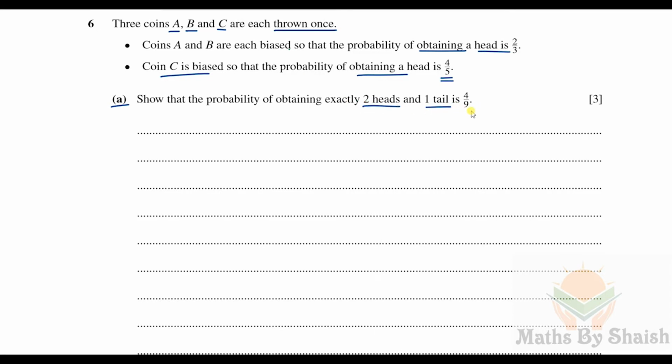So we are going to draw all the possibilities here: A, B, C, all the 3 coins.